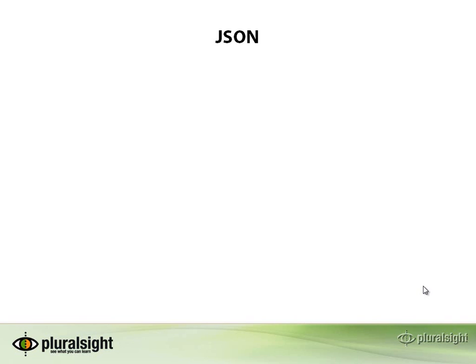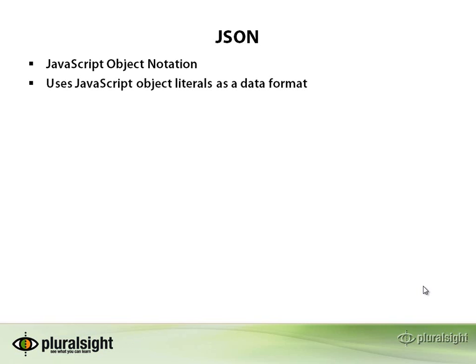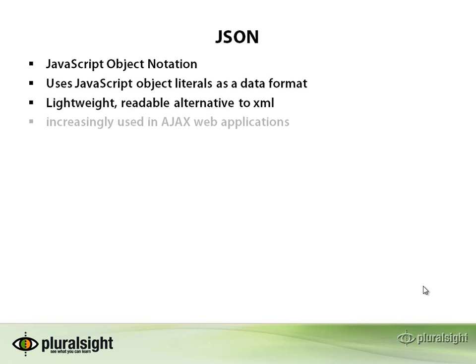JSON, also known as JavaScript Object Notation, is a text-based format for representing data. It uses JavaScript object literals as the data format, and it provides a lightweight, readable alternative to XML. It's increasingly used in Ajax web applications as a means to transfer data between the client and the server.